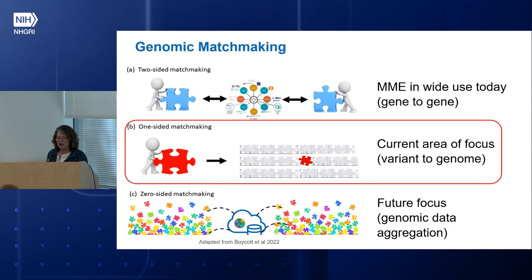And so one of the ways that we're starting to improve getting access to the actual raw genotypic data is through what we call one-sided matching. Eventually, we want to get to what we call zero-sided. You just put all the genomic data together and, with no hypotheses, find discoveries. But we're starting in this middle space to say, if you have a variant or a gene and you just want to query every genome in the world, can we enable that? And so we're working through the Global Alliance to do that.